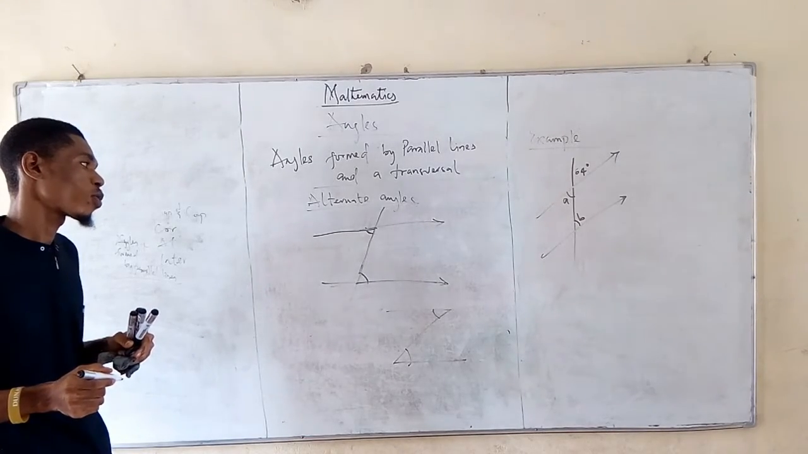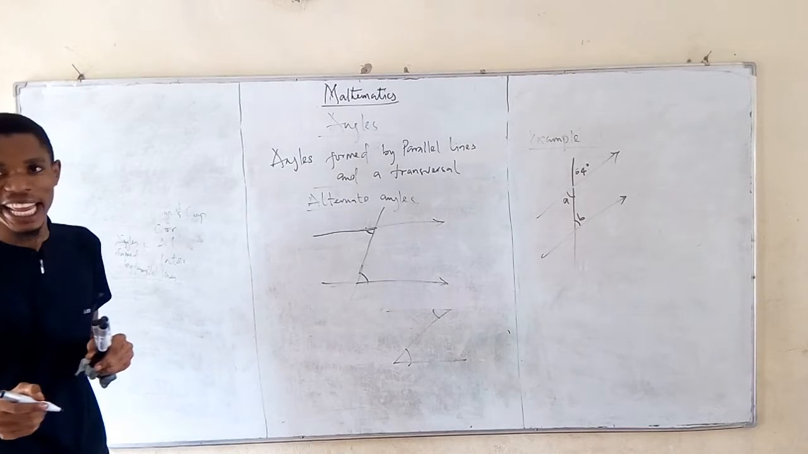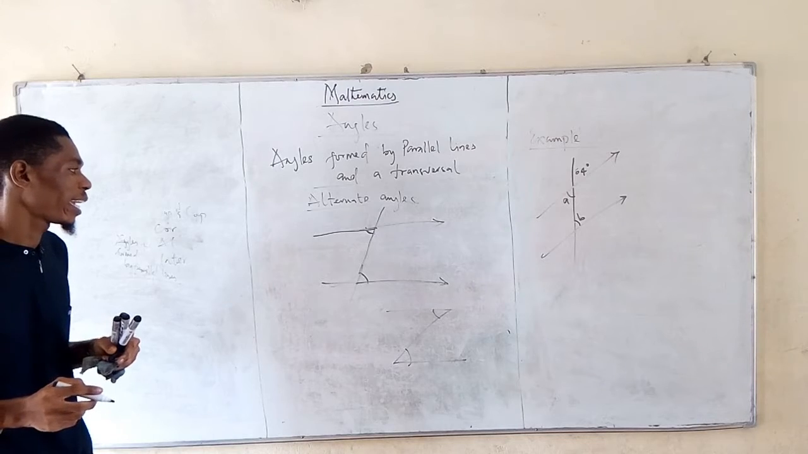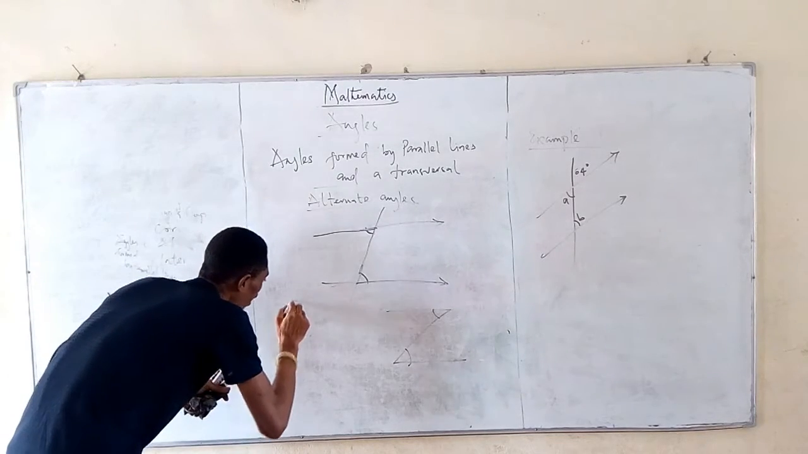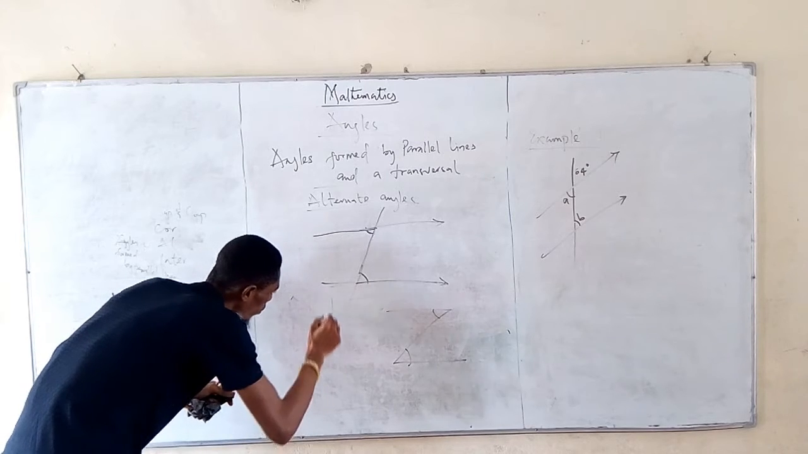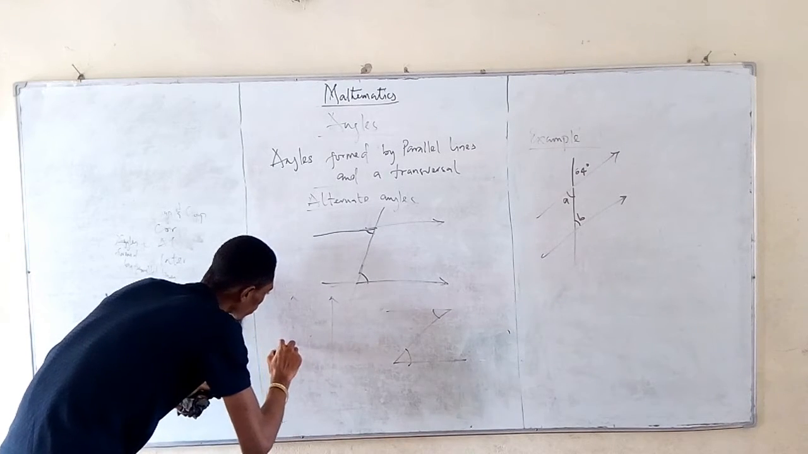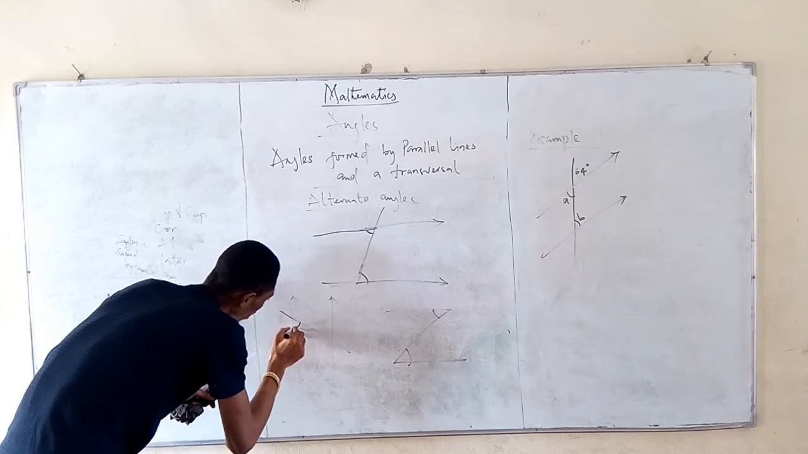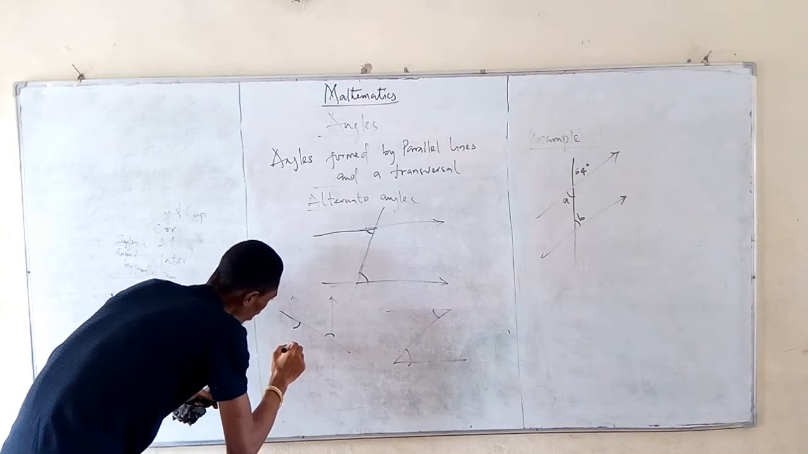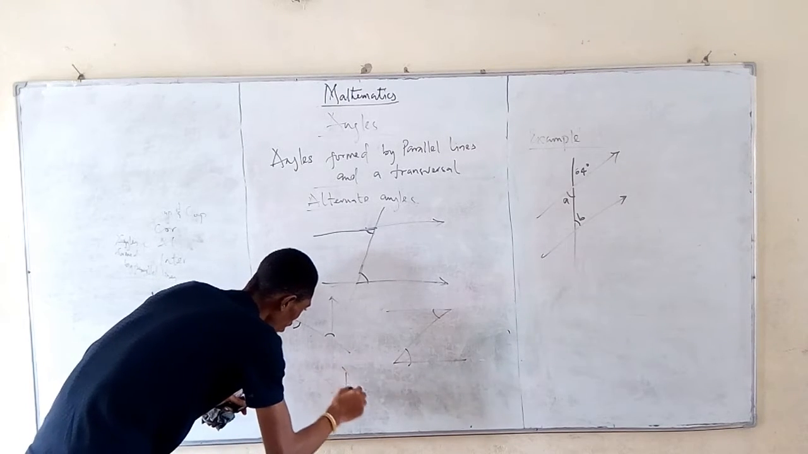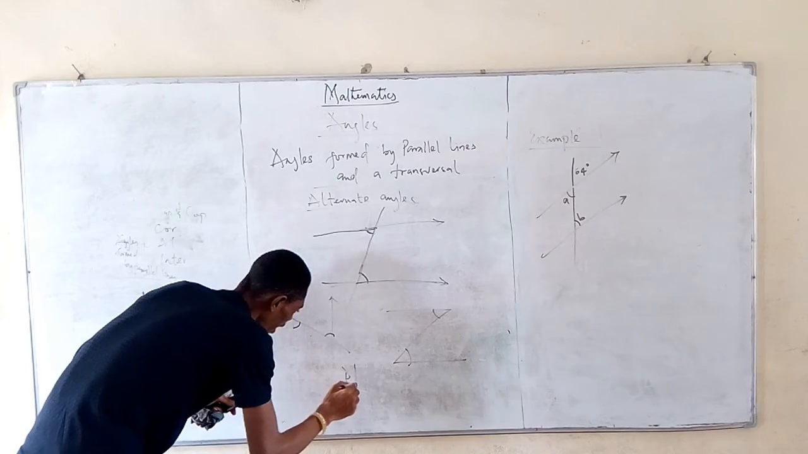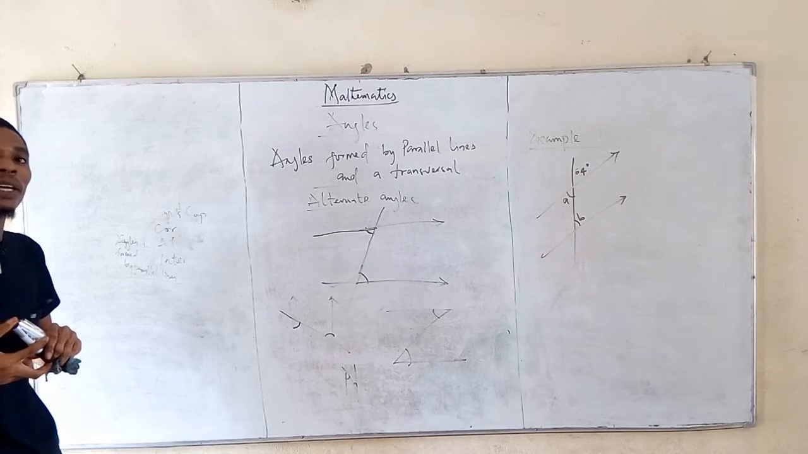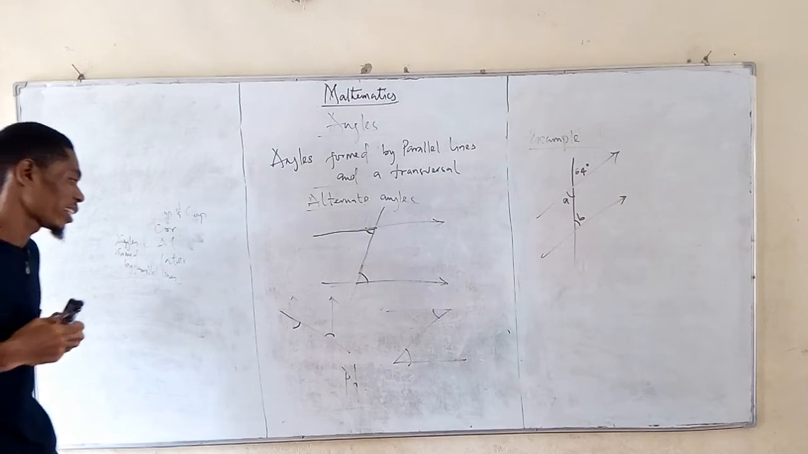Alternate angles can also form an N shape. As we have parallel lines looking like this, and we have our transversal like this, this angle and this angle are alternate angles because they form an N shape. It must not be a perfect N. When the shape looks like an N or a Z shape, it is an alternate angle.